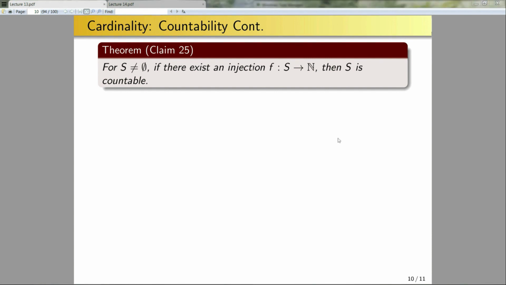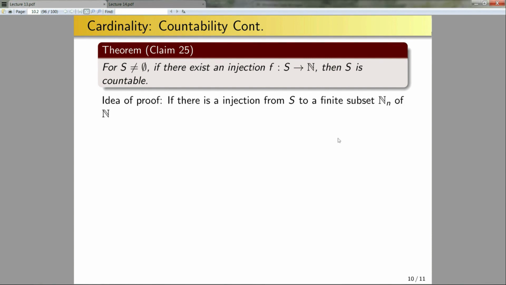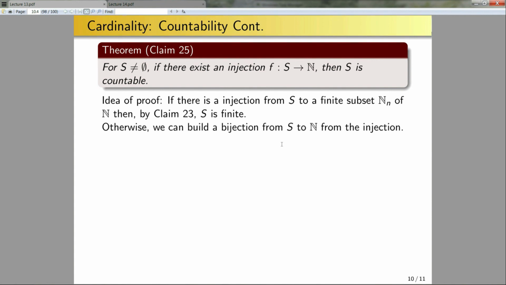So let's end this lecture with the idea of this proof. If there's an injection from S to a finite subset N sub n of N, then by claim 23, S is finite. Recall that it's sufficient to have an injection for the set to be finite. Further, if this is not the case, then I can use that injection to build a bijection from S to N. So how do I build that bijection?